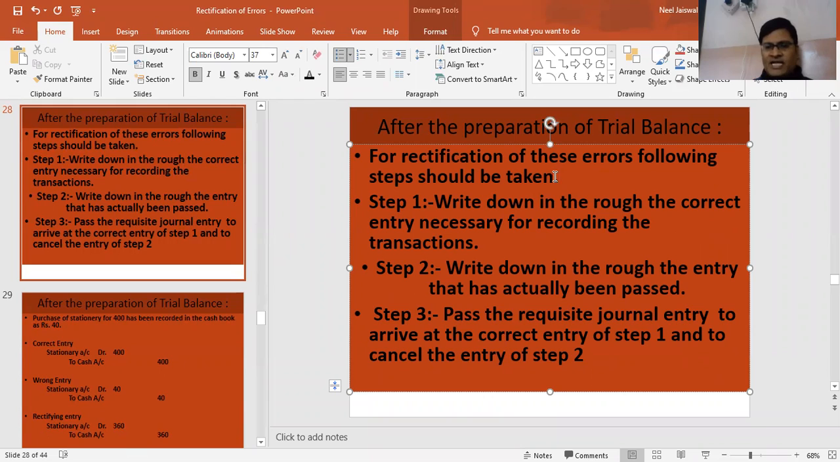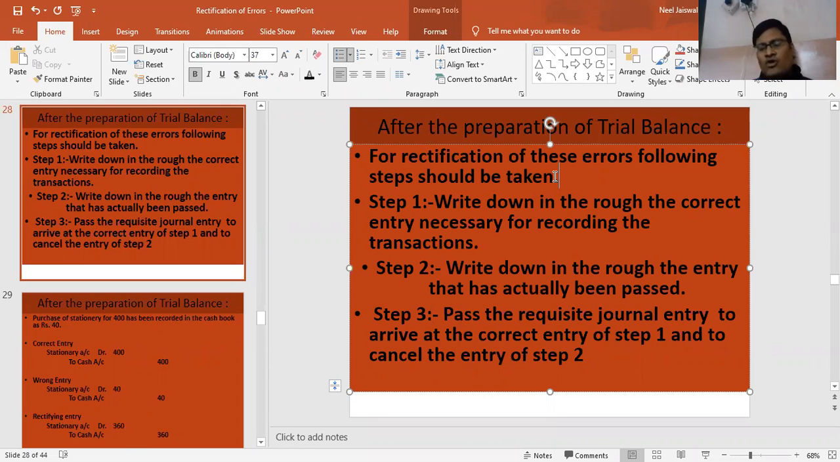A double-sided error is that error which affects both aspects of the account, the debit aspect as well as the credit aspect. Suppose, for example, cash paid to Ram. The correct journal entry is Ram to cash. You have recorded in the books cash account debit to Ram, instead of Ram to cash. That means you have just recorded the journal entry wrong.